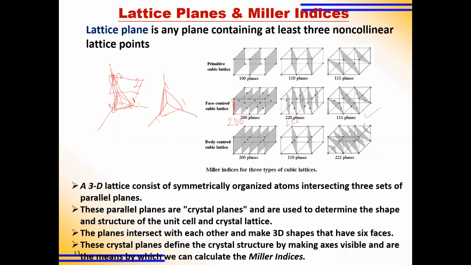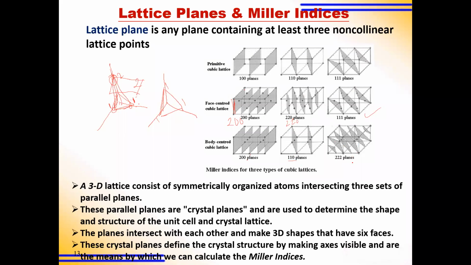This is already discussed. In a body centered cubic lattice it is 2 0 0, and in the same way the 1 1 0 planes and 2 2 2 planes. For the 1 1 0 plane, it intercepts two axes at 1 unit, and the third axis it will not intercept, it is parallel, so it comes to infinity and then 0. So it is a 1 1 0 plane.